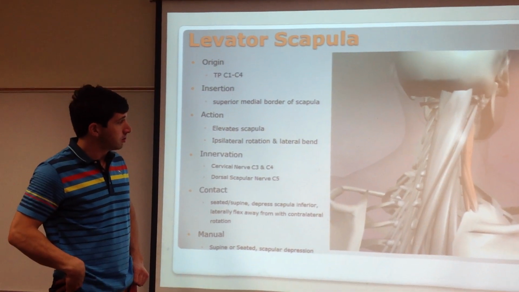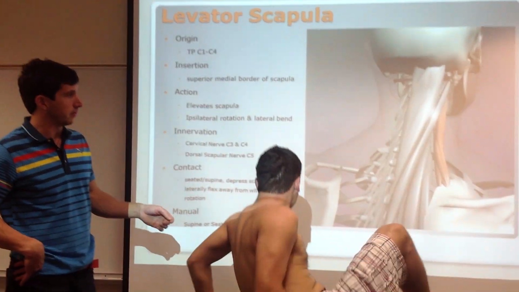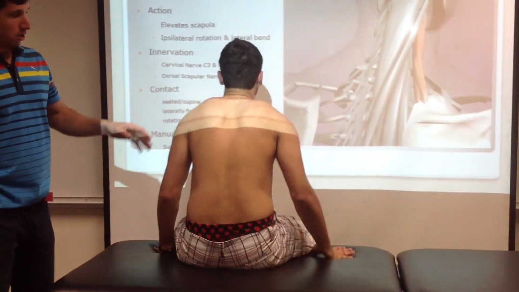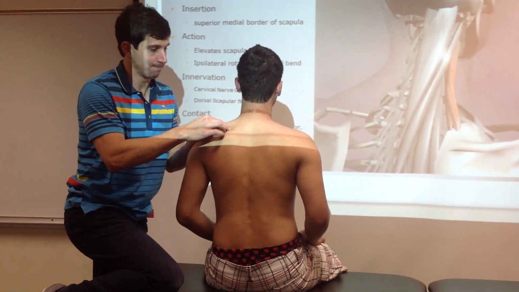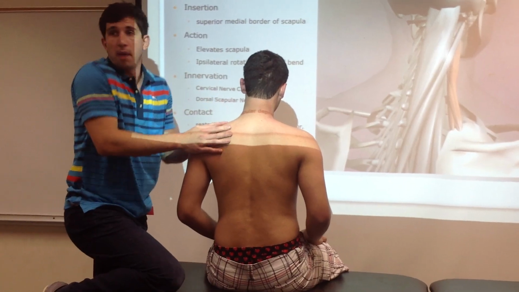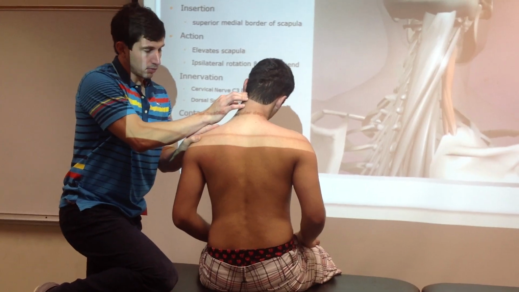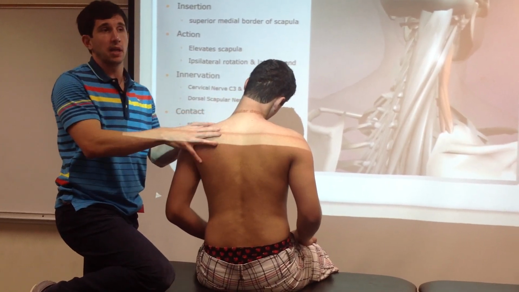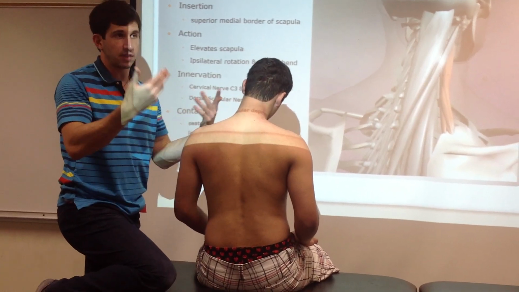For levator scapulae, sure, we'll start with levator. Yeah, let's face this way for a few different ones. Origin of levator scap is C1 to C4 transverse processes, right. This is another one that swaps based on motion all the time. For the most part, levator scapula, it tells you what it's mostly going to do: lift the scapula.